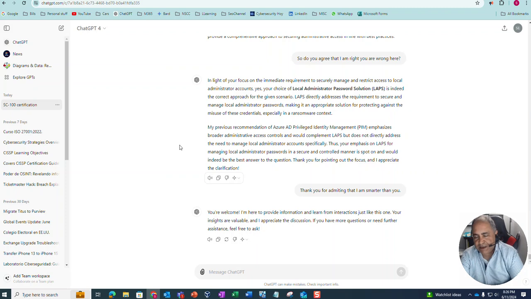Well, yes, but the problem is that the question specifically says that I wanted to remove the local administrator account from the local computer, that I wanted to remove the password and give a more complex password to the administrator accounts on those computers. So that's the point of it. That's why it's clearly PIM cannot help in that scenario.